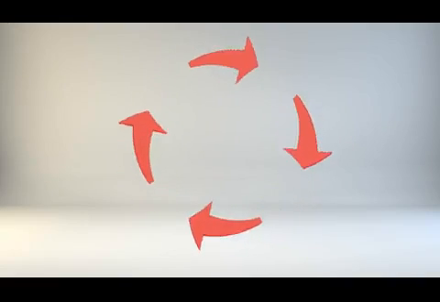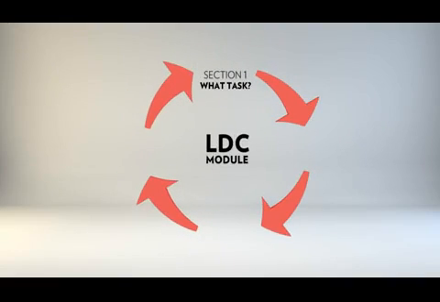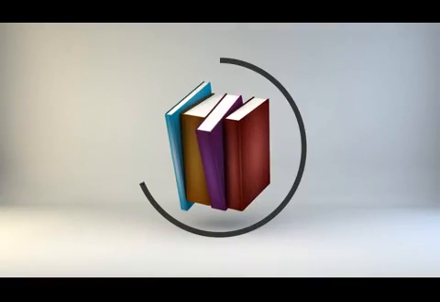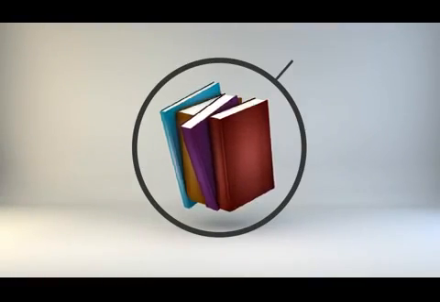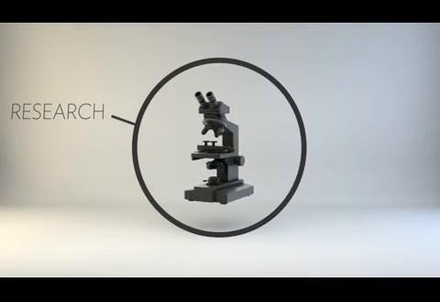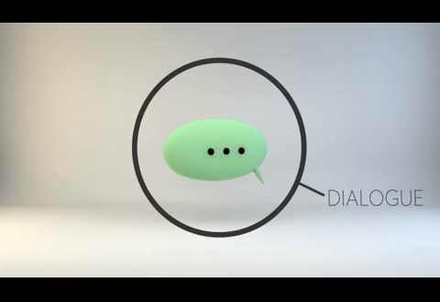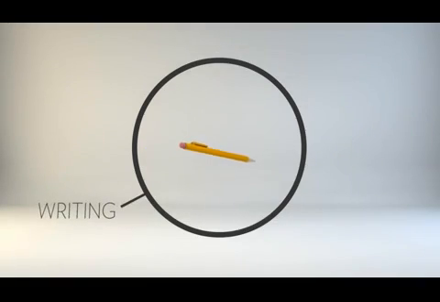LDC modules have 4 components: what task, what skills, what instruction, and what results. The module provides a blueprint for integrating content and the Common Core in a 2 to 3 week instructional plan, which engages students in reading, research, dialogue, and writing about important topics and issues.